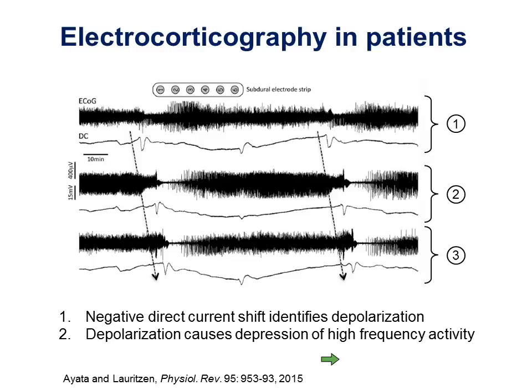And so if performed correctly, this is the type of data that can be recorded with this technique. Here we show recordings from three electrodes of the strip. And on each channel occur two spreading depolarizations, moving from electrode 1 to 2 to 3, and in the same sequence here. And we can see here very clearly the two main components that I've reviewed: the negative direct current shift that identifies depolarization, and also the spreading depression of higher frequency activity.